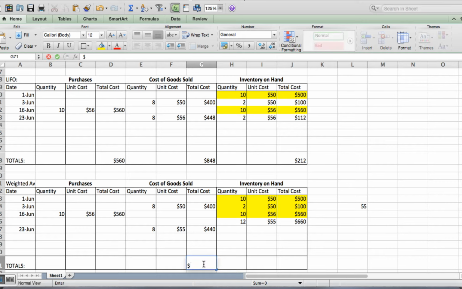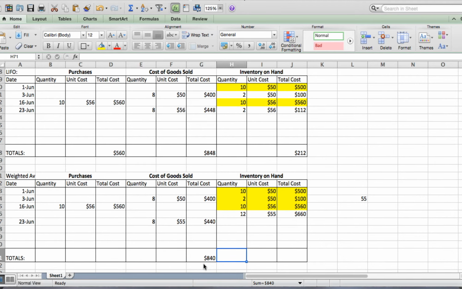So we have $840 for total cost of goods sold. Wait, that's not right. I forgot to take out what we've already used here. We sold 8. We need to take 8 out of these 12, leaving us with 4 at 55 each, or $220. And I'll highlight that out.